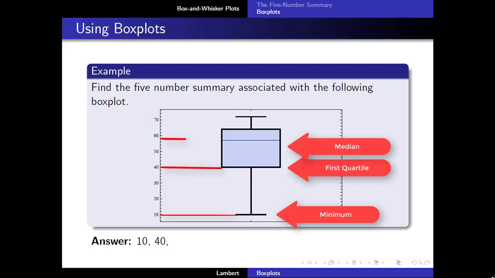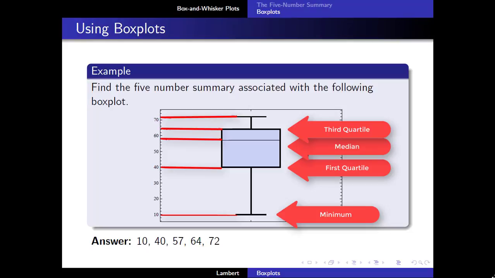Moving to that middle line, that's representing the median now. So we already have the minimum and the first quartile. At the median, we get right around 57 maybe. And then look at our third quartile, which is the end of the rectangle here. We're probably talking about 64 or so. And then last but certainly not least, we go to the end of the whisker at the top. That's going to represent our maximum, and we're looking at about 72 or so right there. And this is how we calculate our five-number summary when given a box plot.